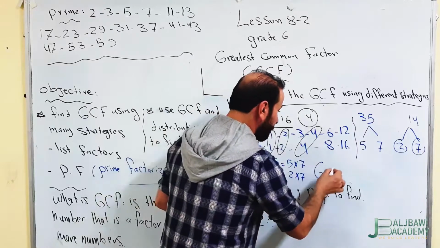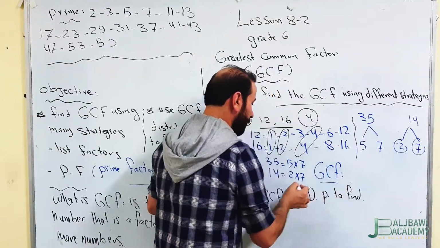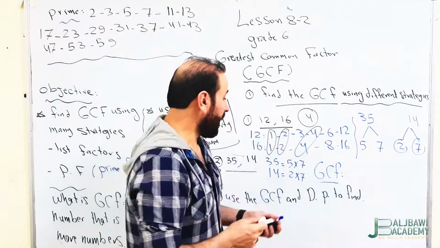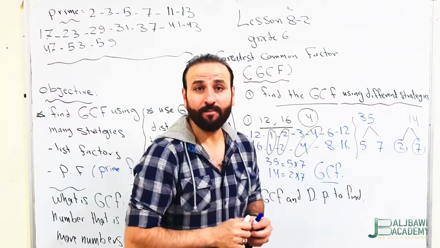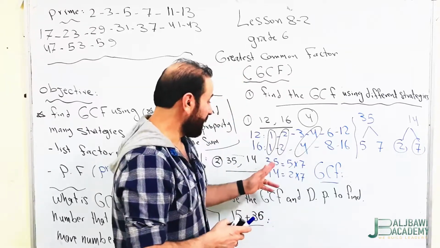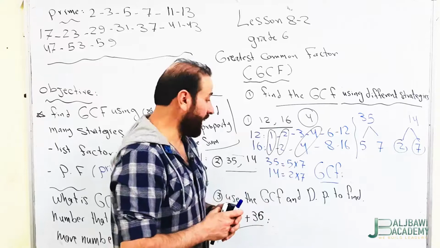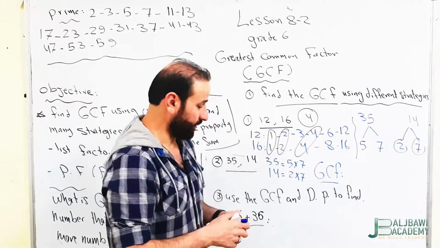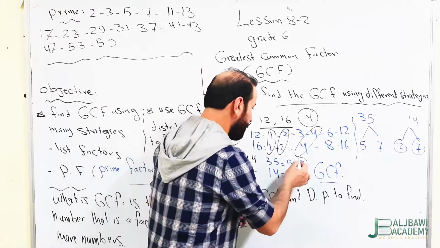Now the GCF, how do I find the GCF? From the prime factorization. For the GCF, I multiply the common prime factors. I look at 35 and 14, do they have common prime factors? Yes, they have 7.